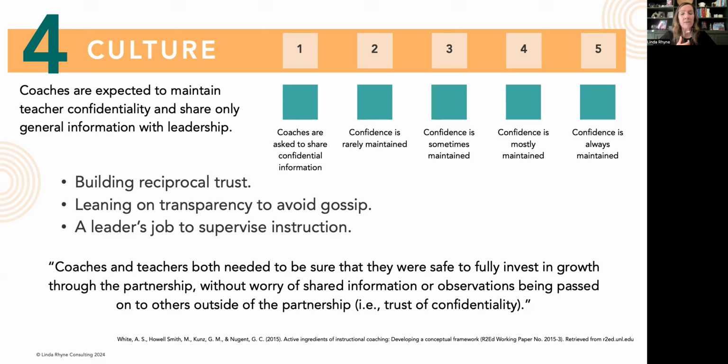Likewise, a coach might find themselves in a position because it's the leader's job to supervise instruction, right? In our education world, when we lean on transparency, this will help us avoid gossip as a coach. So we can say to our teachers or the people that we're coaching, hey, part of my job, I do have to share some of the work that I'm doing as a coach. I plan on saying this, or here's the document that I plan on sharing with our principal, for example. Are you comfortable with me sharing this?